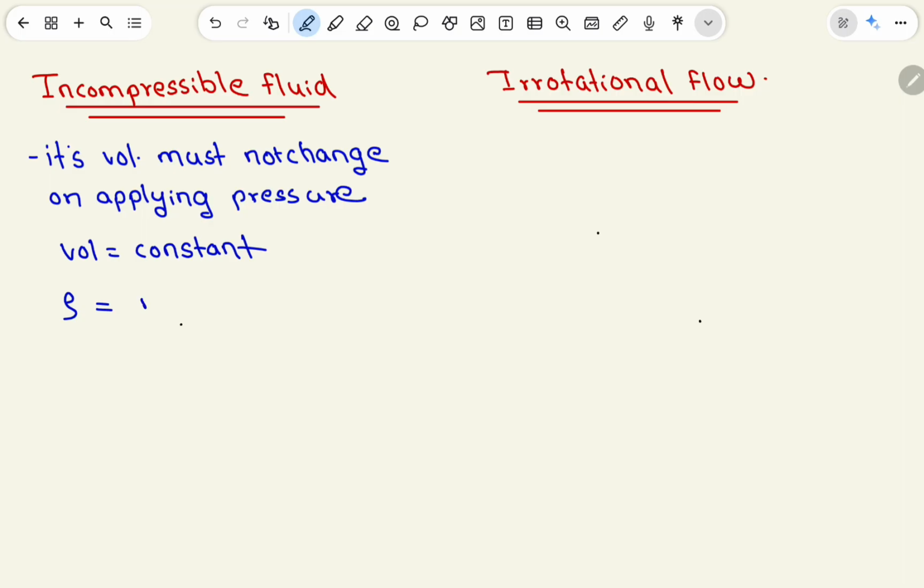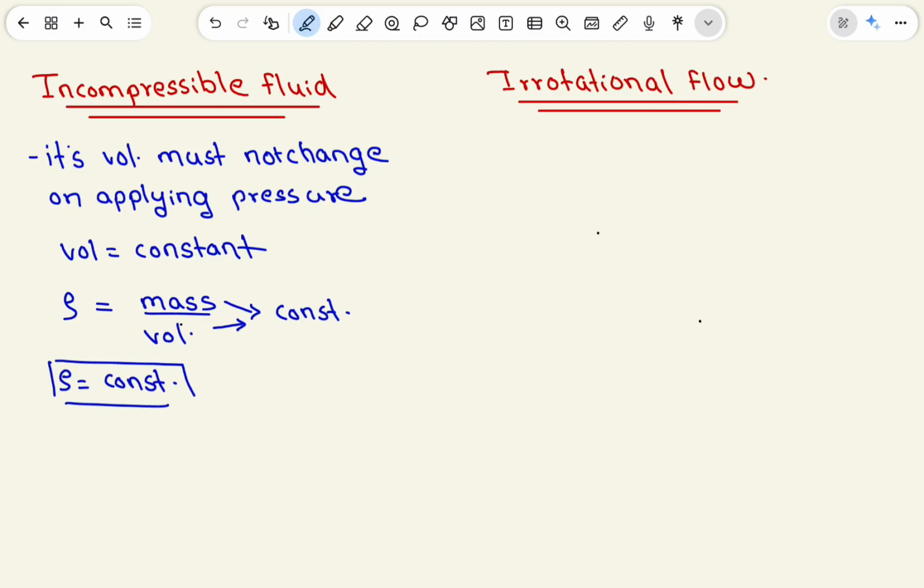Now, we know that density is mass over volume. For a given amount of fluid, the mass is constant and volume is also now constant. Therefore, as a whole, the density has to be constant. So when a fluid is incompressible, it basically means that its density should be constant. It should not vary.